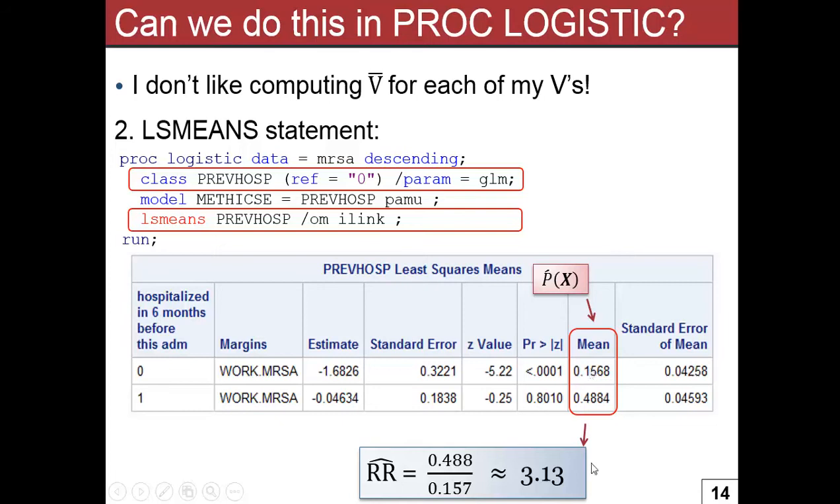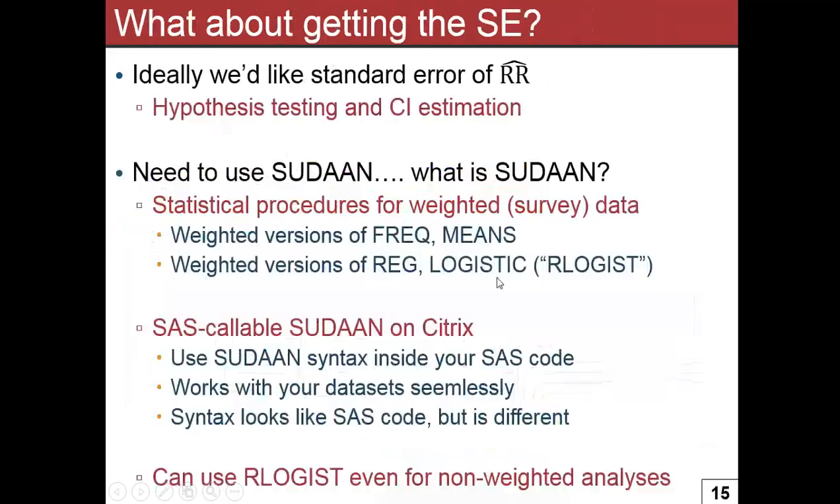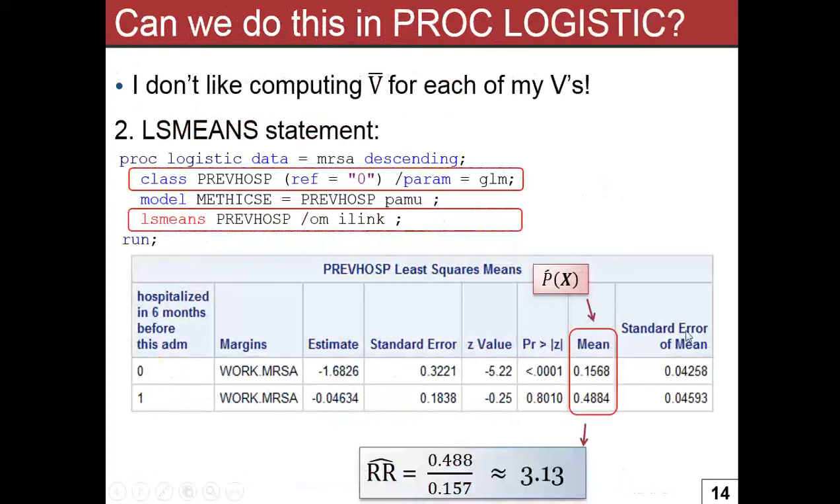And SAS will not, unless you do a lot of torture that I almost once completed to get the standard error, but I gave up because Sudaan does it. You actually can't get the standard error of that ratio. Why do we want the standard error? The standard error is what we need for hypothesis testing and the confidence interval. So the best we can do in SAS is compute the risk ratio.